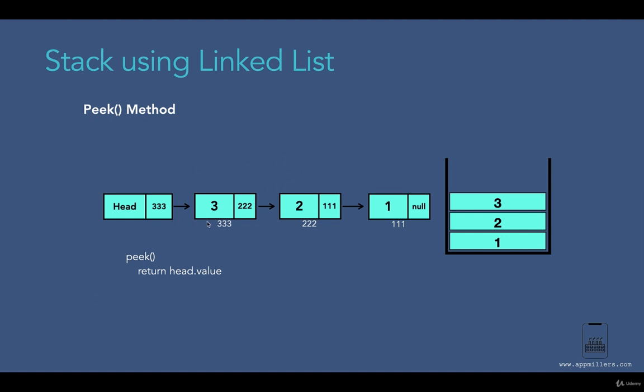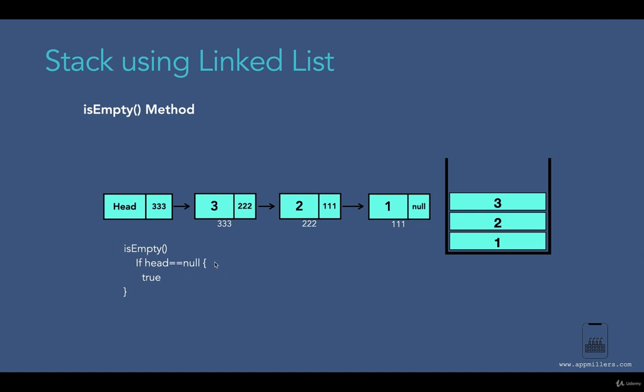So in case of a linked list, when we are calling the peek method, it's always going to return the head value. So this means that in our case, if we run the peek method now, it's going to return 3. If we run it multiple times, it always returns 3 because 3 is not removed from the linked list. Now let's continue to the next method, which is the isEmpty method.